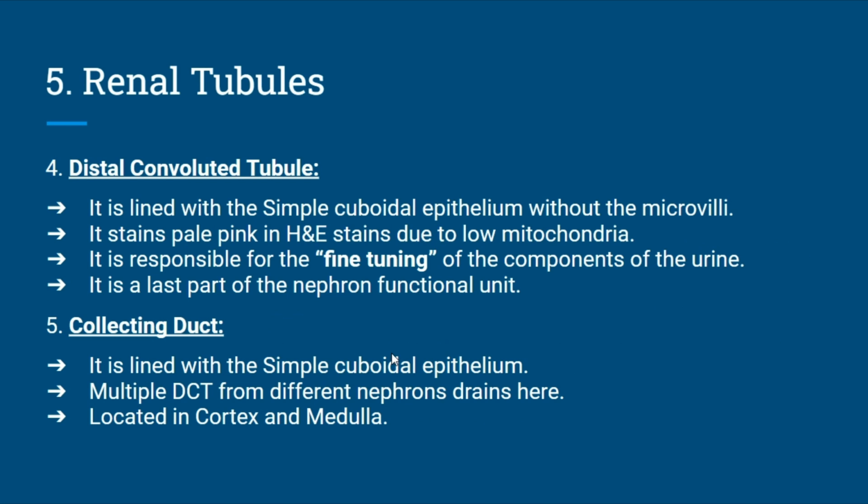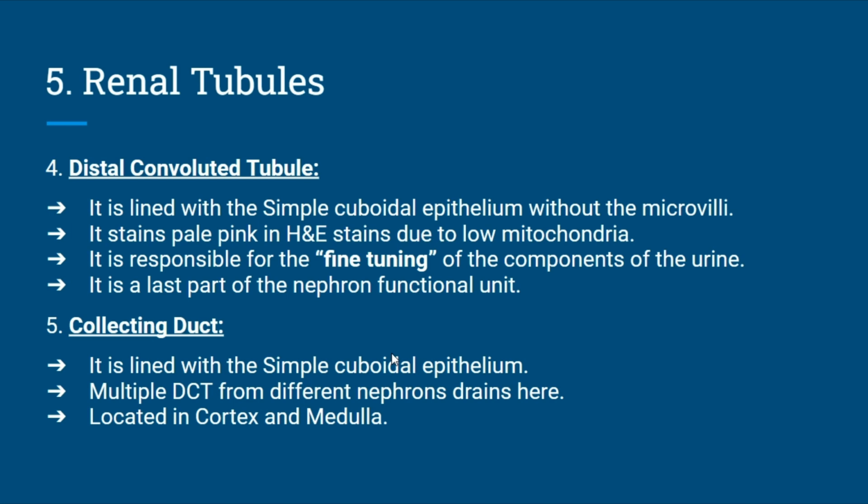The next part of the renal tubule is the distal convoluted tubule. It is lined with simple cuboidal epithelium without microvilli. So there is a difference. If you can appreciate the microvilli, it belongs to the proximal convoluted tubule. If there are no microvilli present, but there is simple cuboidal epithelium, then it is the distal convoluted tubule, and it stains pale pink in H&E stains due to low mitochondria, and it is responsible for the fine tuning of the components of the urine, and it is the last part of the nephron functional unit.